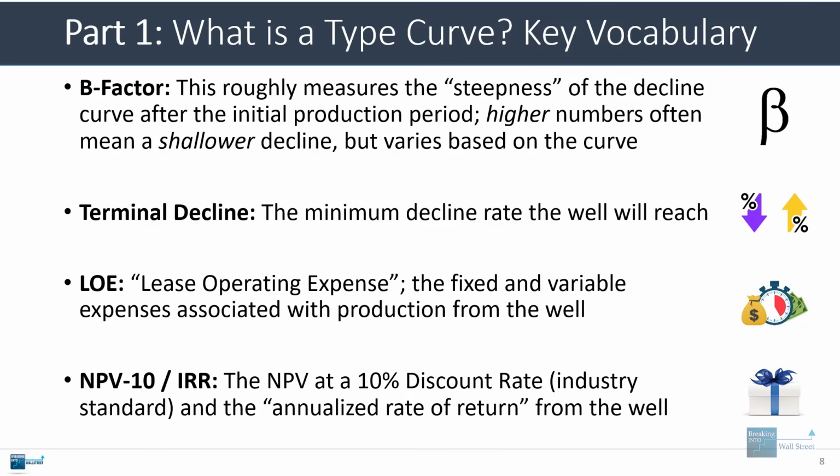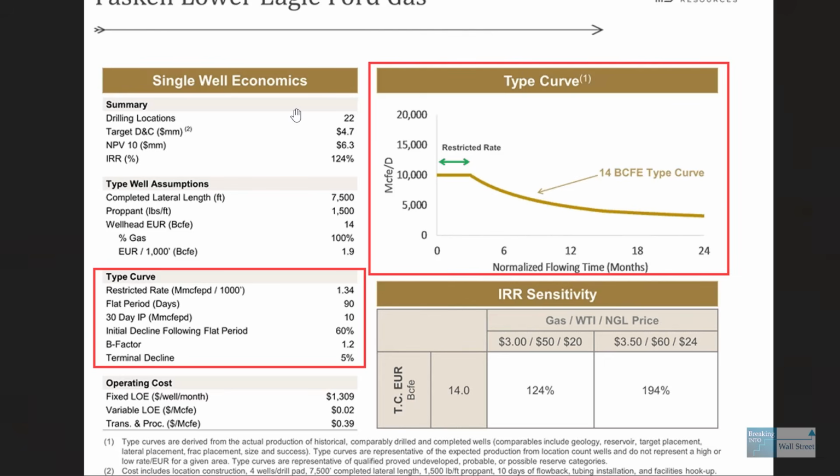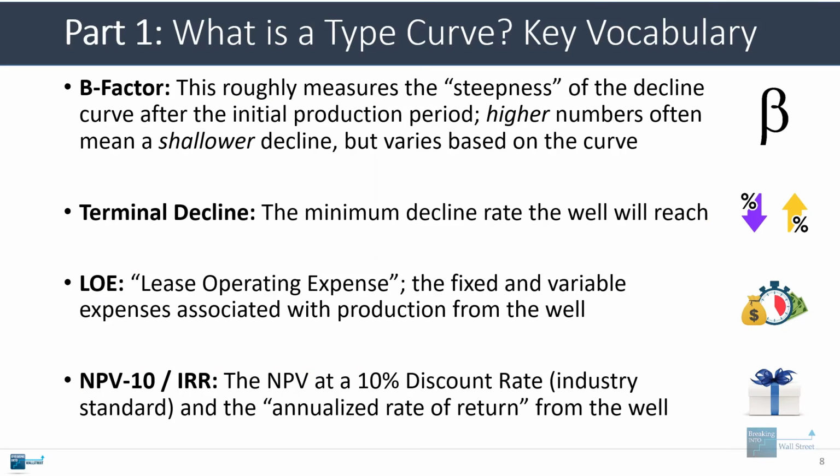And then the NPV10 and IRR. So the NPV10 is just the net present value at a 10% discount rate, which is the industry standard. And then the IRR, you should already know, it's the annualized rate of return from the well. And in this case, the company has some very high numbers here. They have an NPV10 of 6.3 million and an IRR of 124%. So we'll see how our estimates stack up as we go through this process.